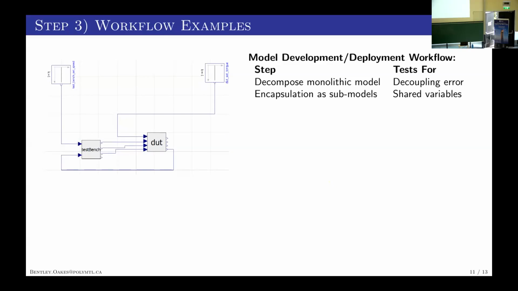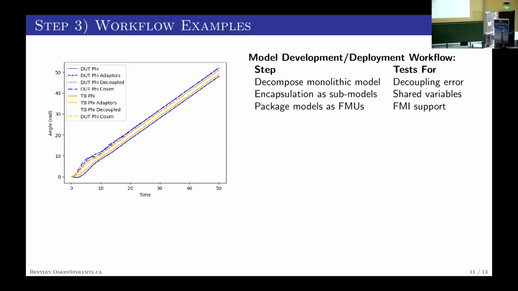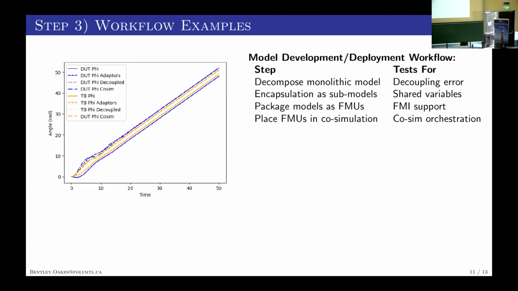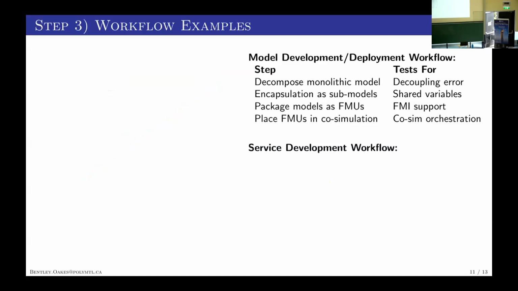Going further, we recommend, okay, well, now you need to encapsulate things as submodels in Modelica, and then you have to test for the shared variables. Then you package things as FMUs, making sure we're doing FMI support. Does that work? So we're guiding them step by step. How do you get from that model down into the service? Place the FMUs in co-simulation. Is the co-simulation orchestrated? Is it okay? And sorry, this plot is just to show that the error is relatively small. Then another service deployment workflow.